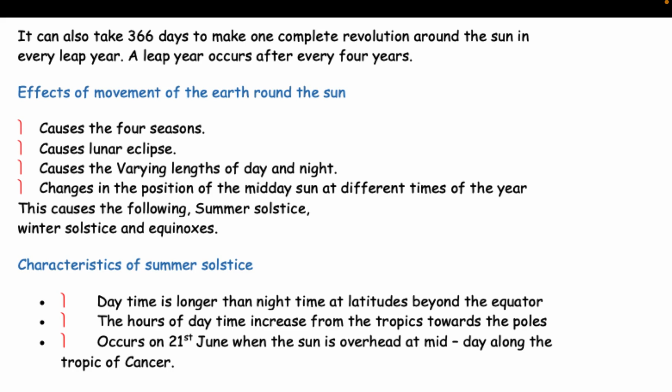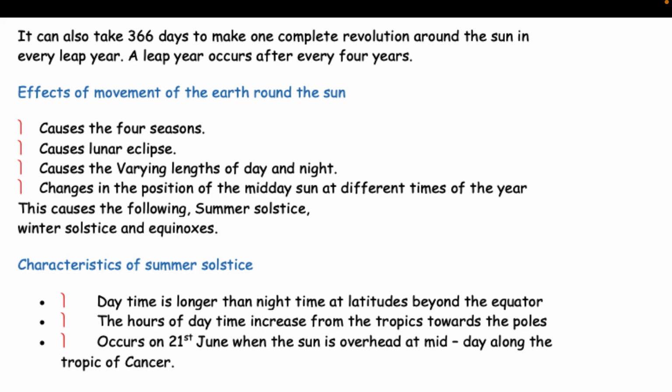Effects of movement of the Earth round the Sun. Causes the 4 seasons. Causes lunar eclipse. Causes the varying lengths of day and night. Changes in the position of the midday sun at different times of the year. This causes the following: summer solstice, winter solstice, and equinoxes.